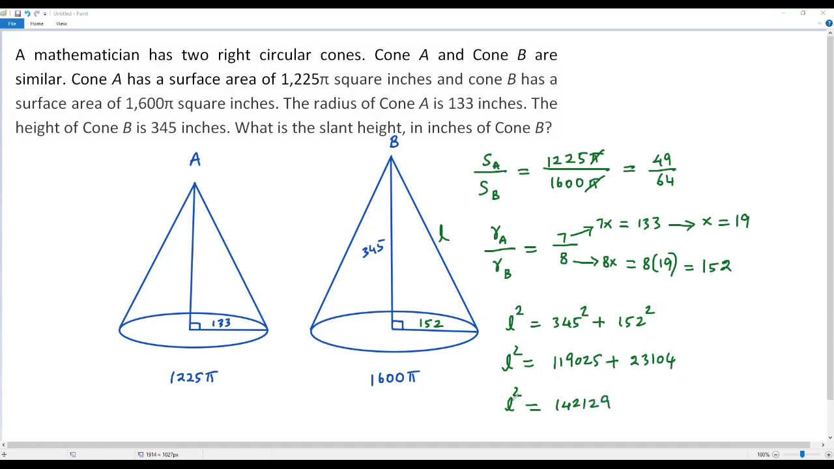Now to get the value of L, we have to get rid of this exponent 2. For that, we take the square root on both sides of this equation. On the left side, the square root and square will cancel out. Usually when we take the square root on both sides of an equation, we have to consider a positive or negative sign. But here we have L on the left side, which represents the length of the slant height of cone B. The slant height can never be a negative value, so we consider only the positive sign. Then L equals the square root of 142,129. When I take the square root of this number, I am getting 377. Therefore, the slant height of cone B is 377 inches.